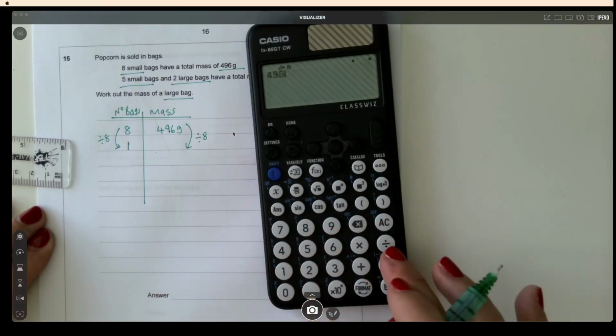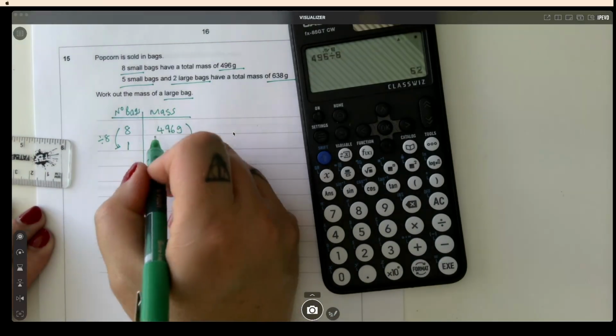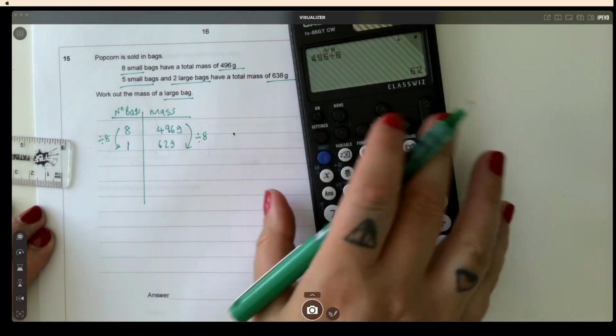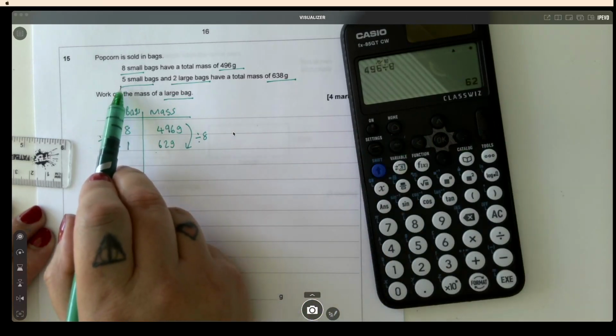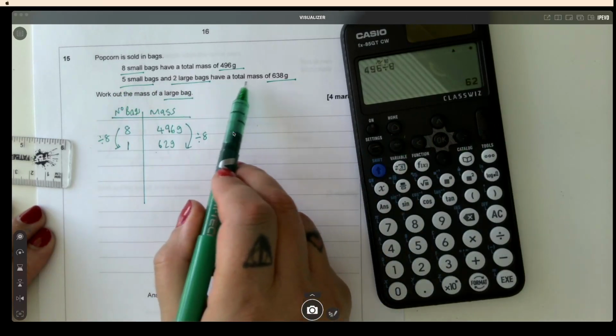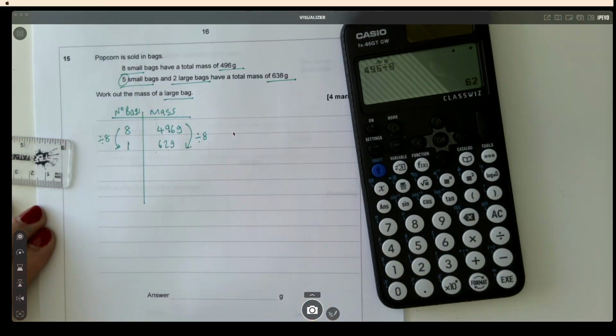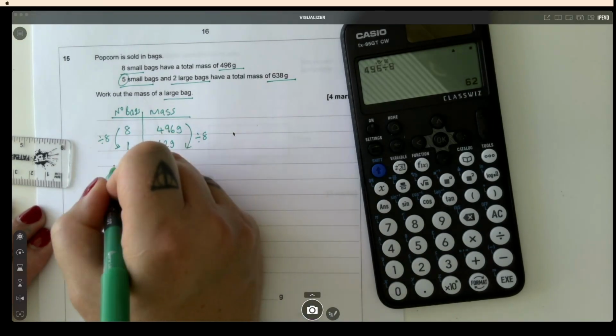So 496 divided by 8 is 62 grams. So one small bag weighs 62 grams. We're told that 5 small bags and 2 large bags have a total mass of 638 grams. So now I want to know how much 5 small bags weigh, and I know what one small bag weighs.